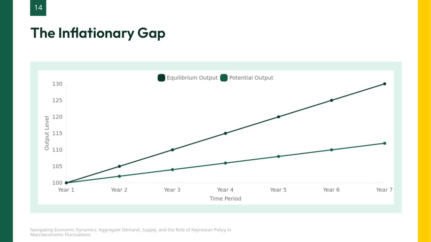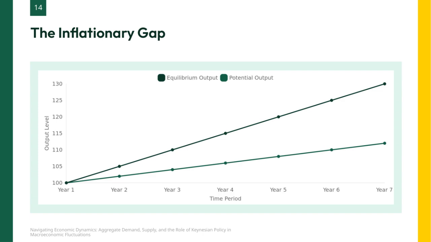Here we see a line graph illustrating the relationship between equilibrium output and potential output over a 7-year period. The equilibrium output represents the actual level of economic output at each point in time, while the potential output reflects the economy's capacity to produce without generating inflationary pressure. Notice that, over the years, both outputs increase, but equilibrium output consistently rises faster than potential output. This divergence indicates an inflationary gap where demand is outstripping supply, leading to upward pressure on prices. Understanding this gap is crucial because it signals when the economy might overheat, prompting policymakers to consider measures to stabilize growth and control inflation.